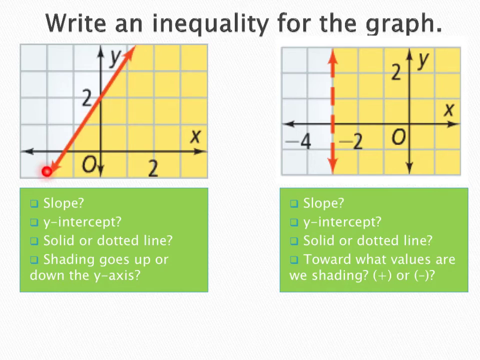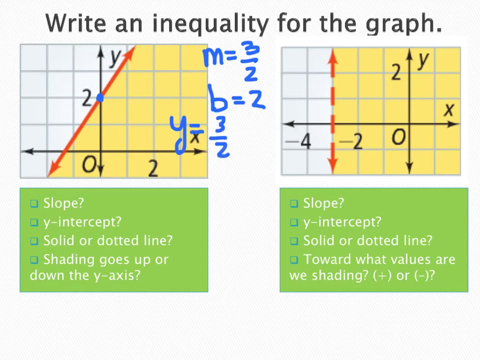The slope is 3/2. I rise 3 and run 2 to get to the next point. I'm actually given the y-intercept. The y-intercept is 2. So I can jump right to y equals mx plus b form, slope-intercept form. So this is the equation of the boundary line.